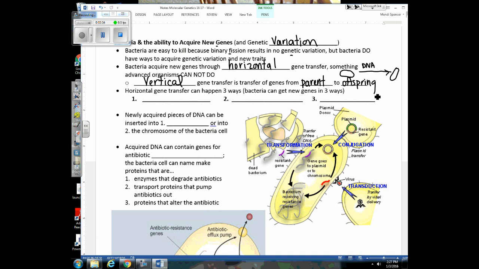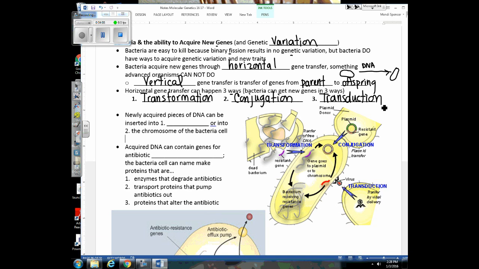Horizontal gene transfer can happen in three ways, and you need to know them. There's transformation, conjugation, and transduction. We will go through each, and I will give you a way to help you remember the difference between transduction and transformation, since they sound alike and we get those confused.